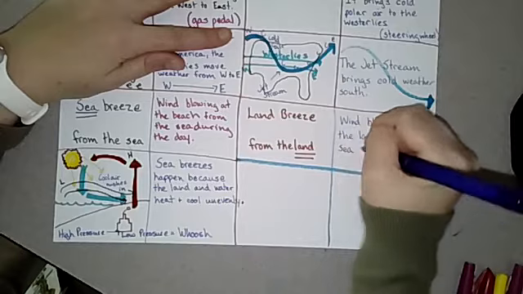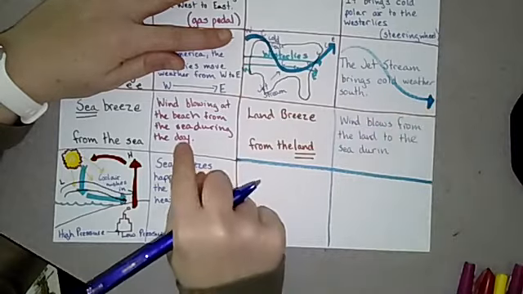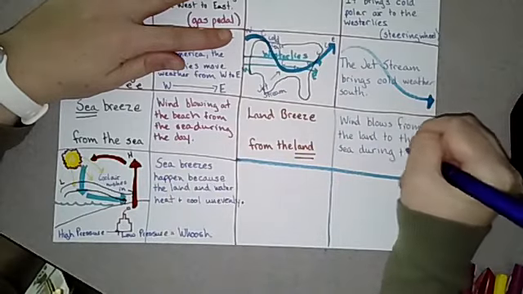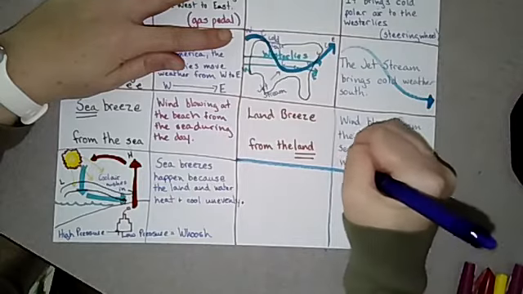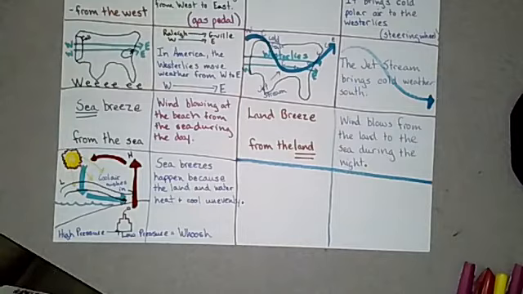And guess when it happens? Well, if this one happens during the day, this one happens during the night. If you were to go to the beach at nighttime, the wind would be coming from behind you. Do you see what I'm saying? Like if you're staring out at the ocean, the wind will be blowing from behind you.